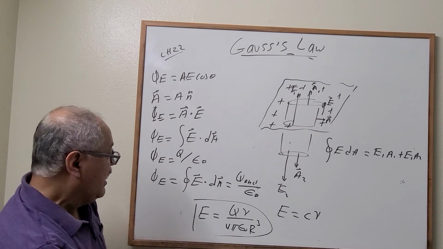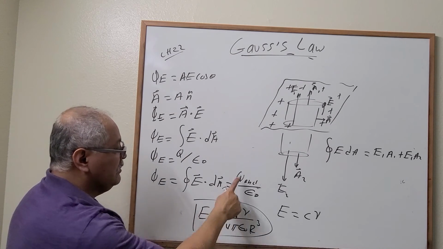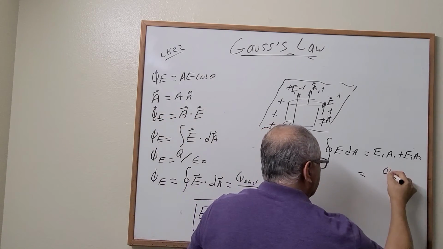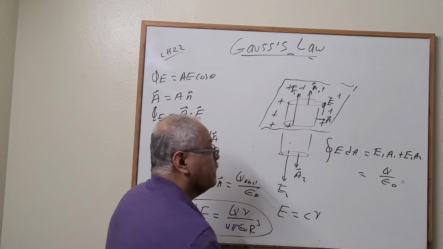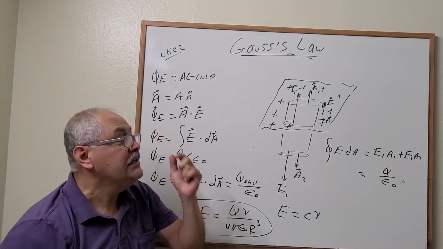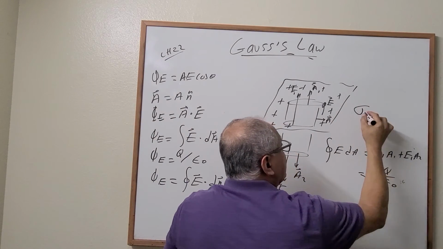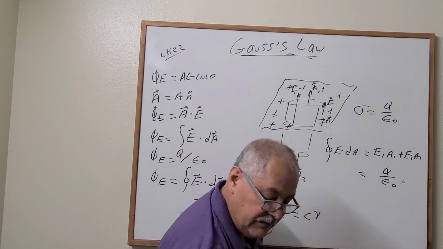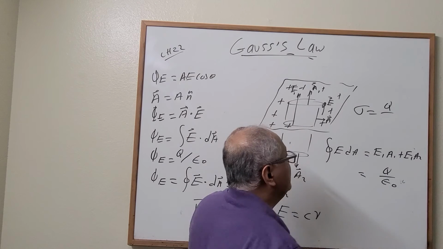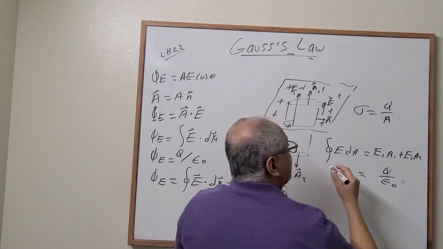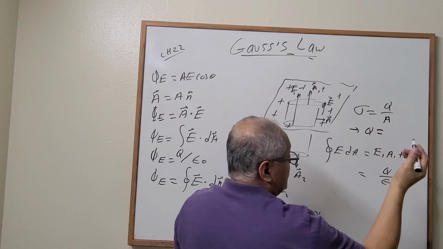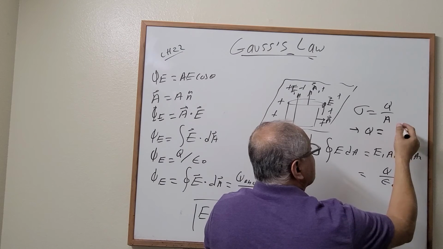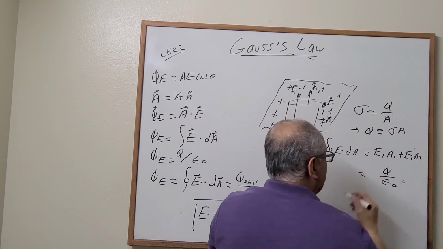Correct? But according to Gauss's law, this equals what? It must be equal to the charge enclosed divided by epsilon naught. In this picture, it's better to use density. It's better to use the surface density, which is equal to charge divided by, no, divided by area, not epsilon naught. Divided by the area. From here, the charge enclosed by this Gaussian surface is going to be equal to sigma times the area.